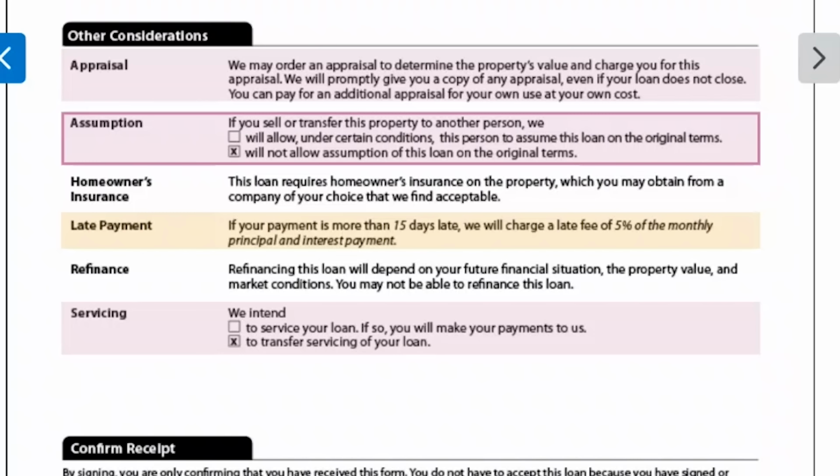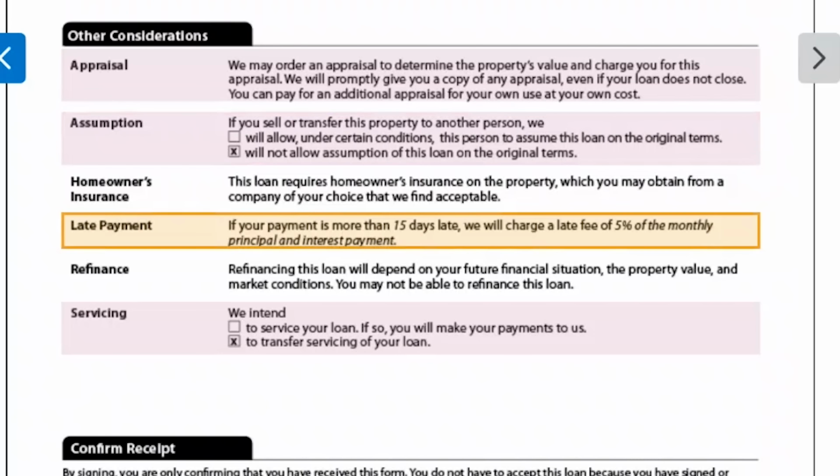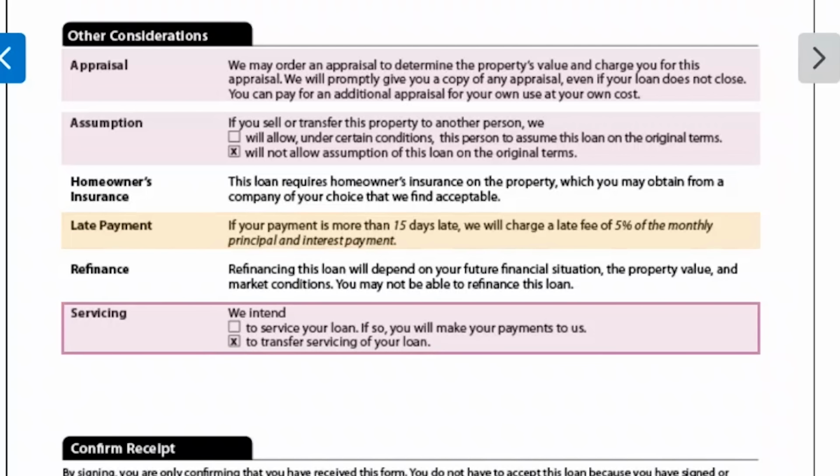And then they have any other information that you need to know below that, like other considerations. Appraisal will let you know that they have to have an appraisal done on the property. Assumption means that the loan is assumable. Typically, only VA and FHA loans are assumable. Homeowners insurance breaks it down. Late payments tells you how much it will be. If you're going to refinance, potentially you could do that.